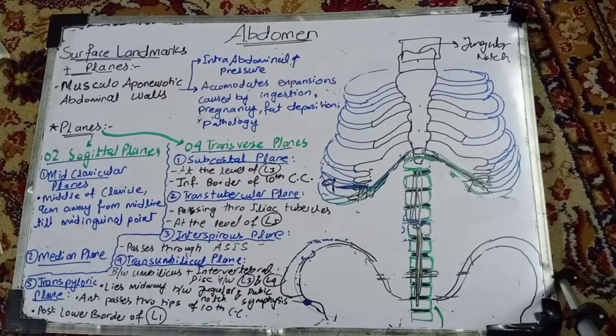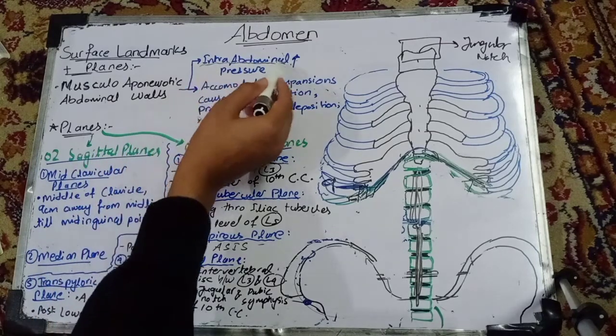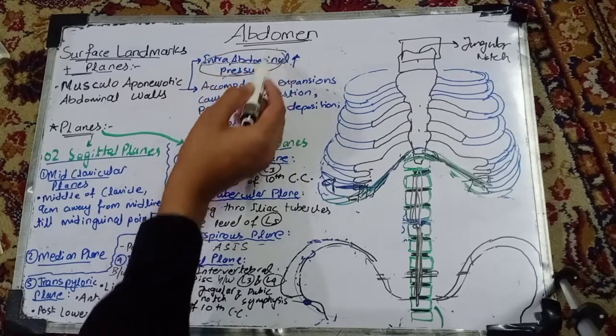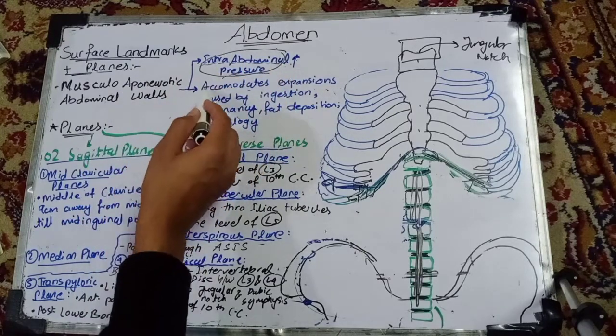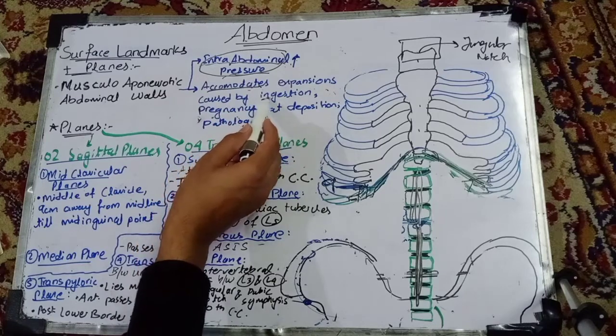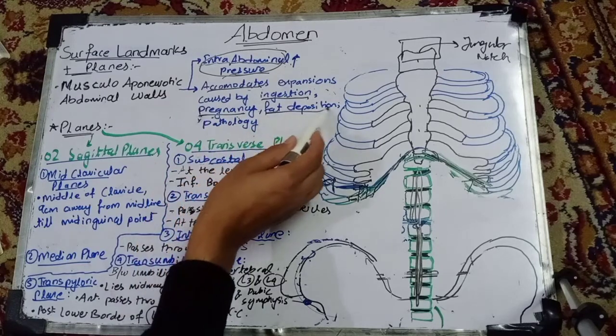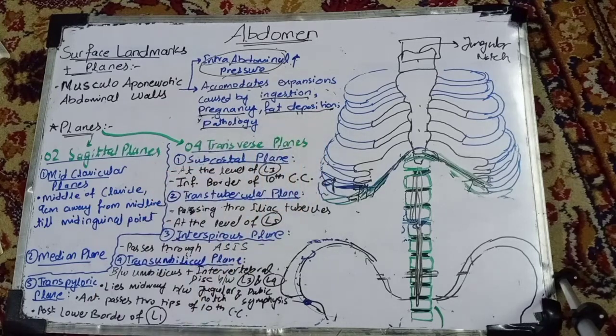The anterior abdominal wall is formed by the musculo-aponeurotic abdominal wall, which is useful in increasing the intra-abdominal pressure. This structure also accommodates the expansions caused by ingestion, pregnancy, fat deposition in obese people, and even pathology.